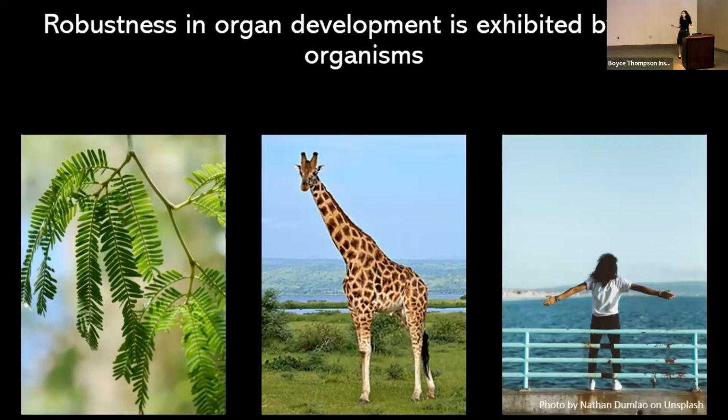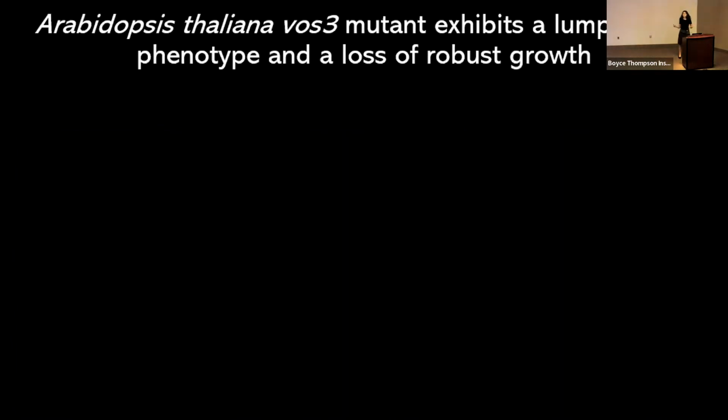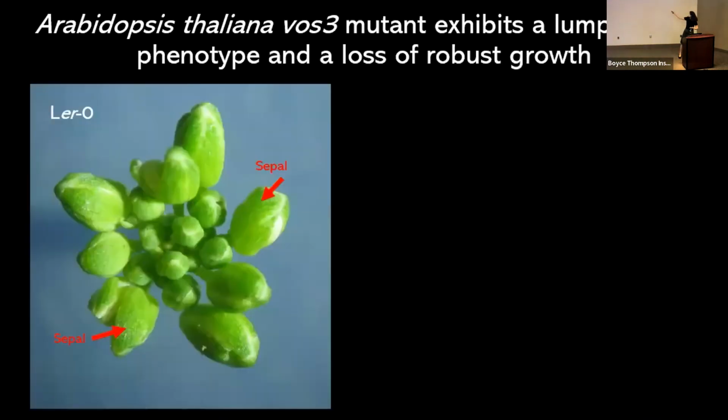However, even though robustness is such a universal property of living things, it's something that we still don't understand very well. So our lab studies Arabidopsis to understand the mechanisms that underlie robust growth. So what you see on the left here is a wild-type Landsberg Arabidopsis inflorescence. Essentially, it's just a bunch of different flower buds at different stages of growth. Each of those flower buds is surrounded by 4 green leaf-like organs, which are called sepals. On the wild-type plants, these sepals are relatively smooth, and within each flower bud, all 4 sepals are of the same size. Essentially, they exhibit robust growth.